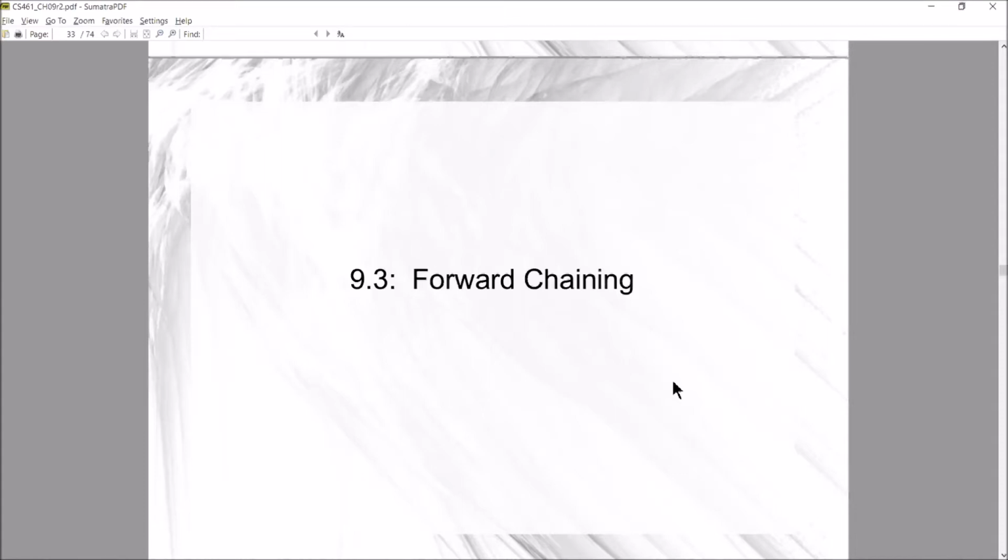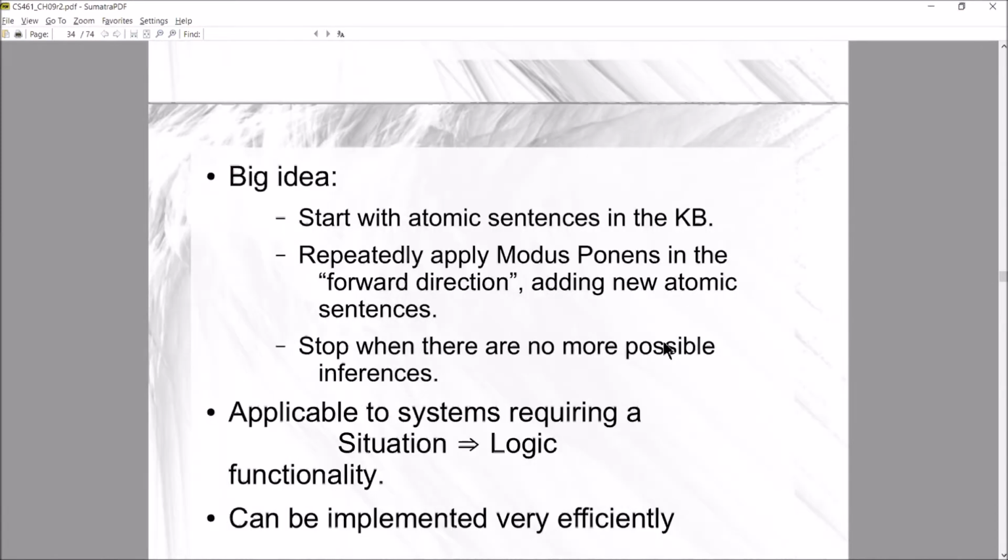All right, so let's look at section 9.3, forward chaining. Hopefully this is going to be pretty brief. It's not too long. This is just going to be a way for you to draw inferences from your knowledge base. Okay, so this is a way of doing it. We looked at how to do this with propositional logic, so now it's time to look at it for first order logic.